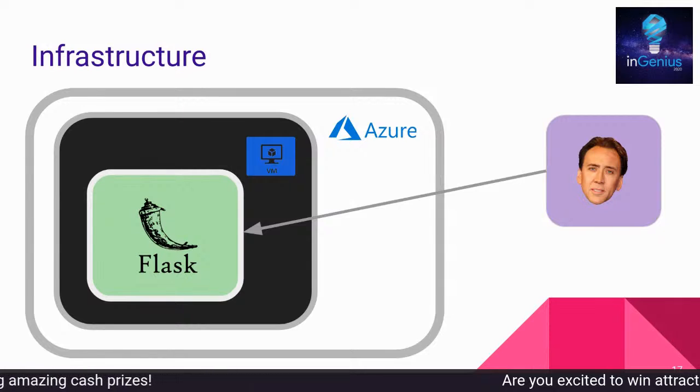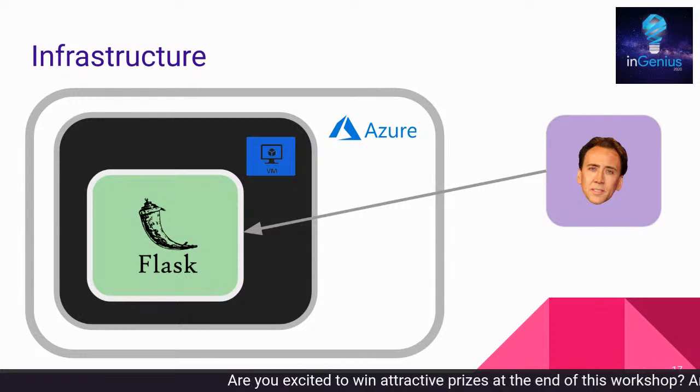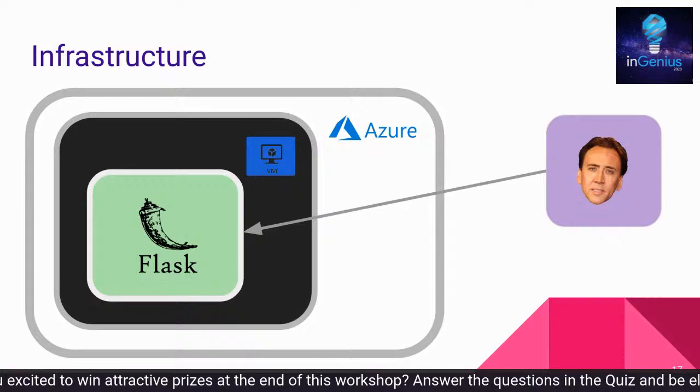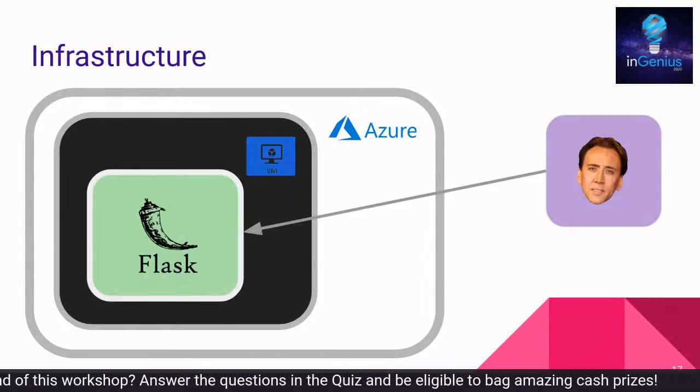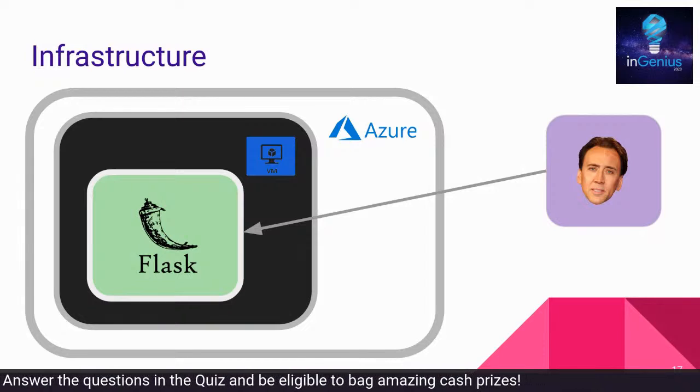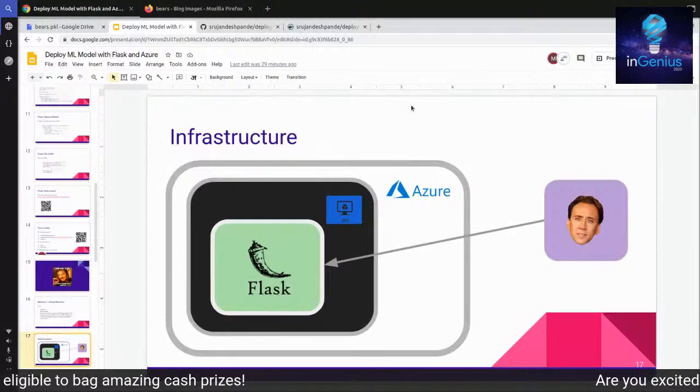So here we've got the infrastructure diagram. As you can see, we've got Azure, which is our cloud service provider in this case. And we're running a virtual machine inside of Azure, which is running the Flask server. As you can see, our user, when they want to request something, they go directly to the Flask server and they get their data. Now, creating a virtual machine is super simple.